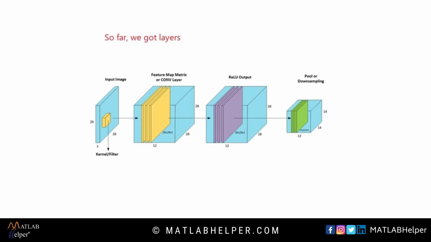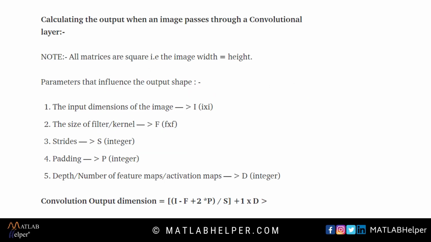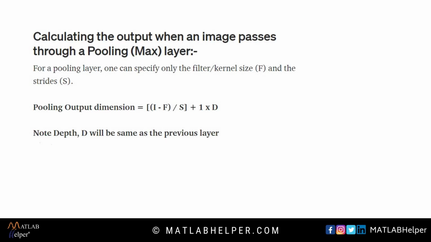We can also calculate the size of the convolved and pooled layer by using the shown formulas. This is how we can calculate the size of the convolved feature map. In this formula, I is the input dimension of the image, F is the dimension of the filter, S is the dimension of the stride, and P is the dimension of the padding. Now let us see how we can calculate the size of the pooled image.